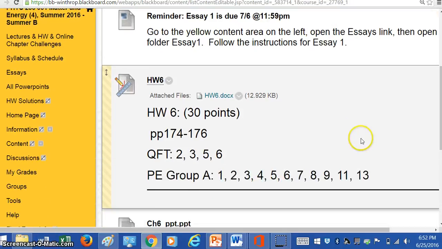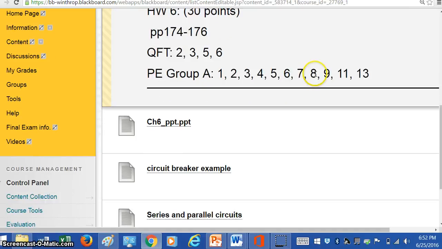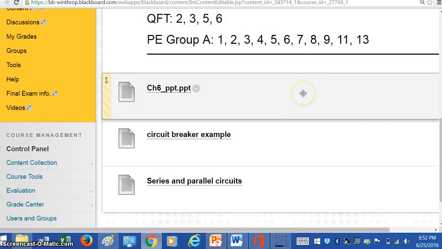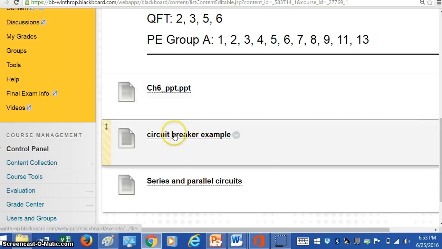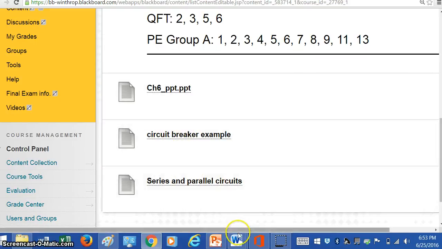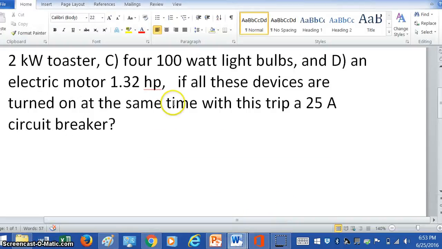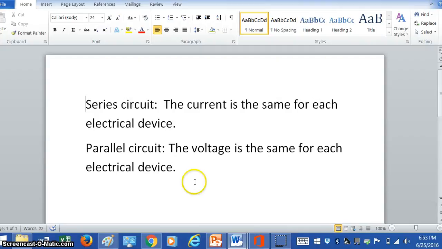All right, so this is of course homework 6, the first homework. There's also a homework 7 dealing with magnetism. Notice I have this thing called circuit breaker example and then series and parallel circuits. Let me open series and parallel circuits first. Oops, I opened the wrong one. Here it is. So this is just the definition.